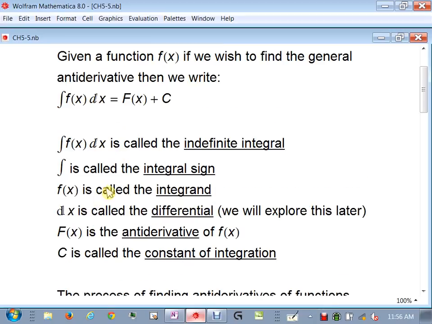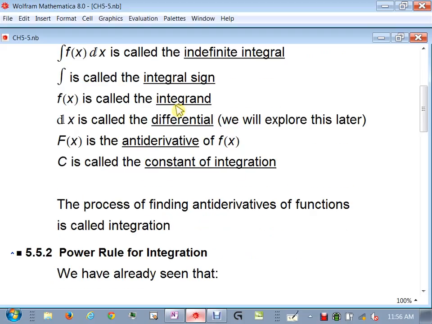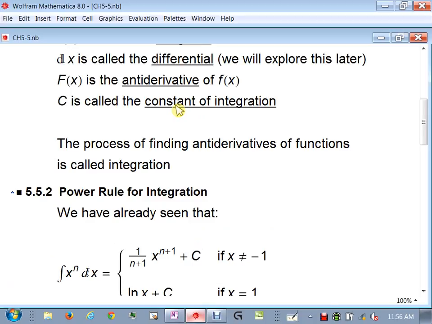Capital F, of course, we said was the antiderivative, and the constant over here we call the constant of integration. The process of finding antiderivatives of a function is called integration. So back in Cal 1, when you were finding derivatives, that was called differentiation. Now what we are doing is integration.